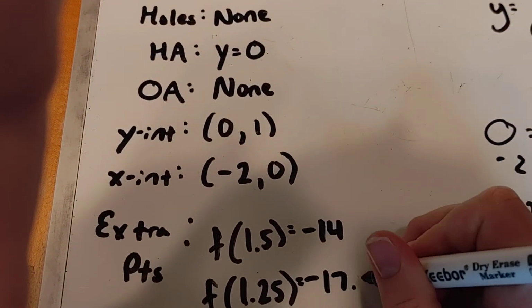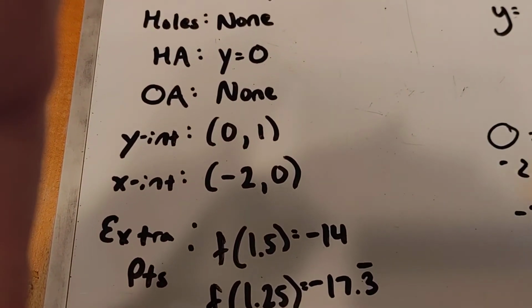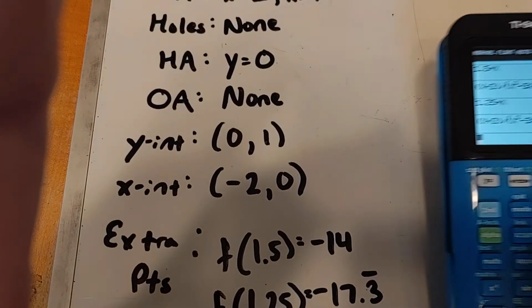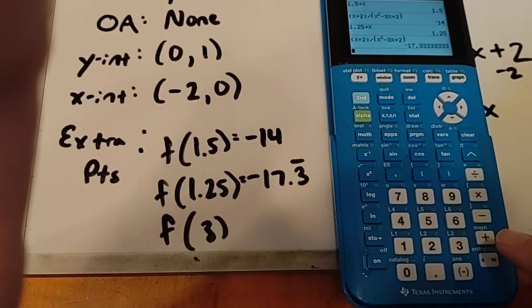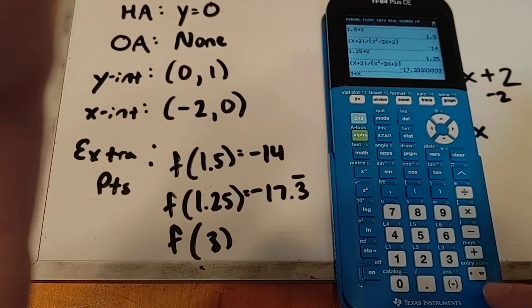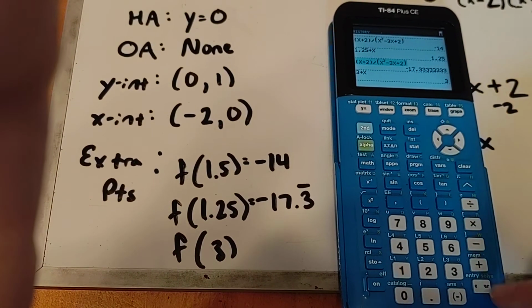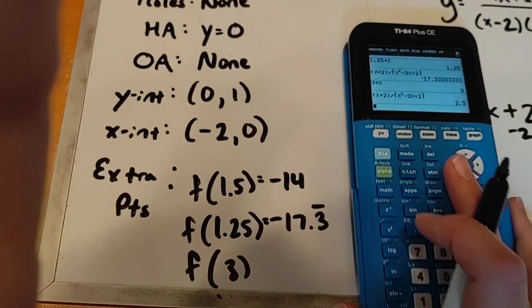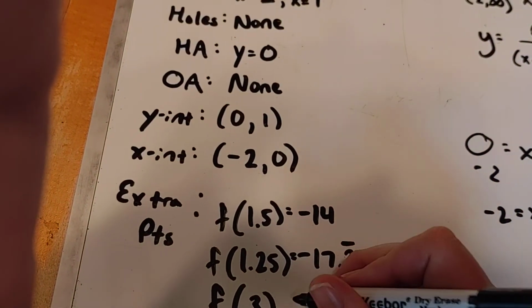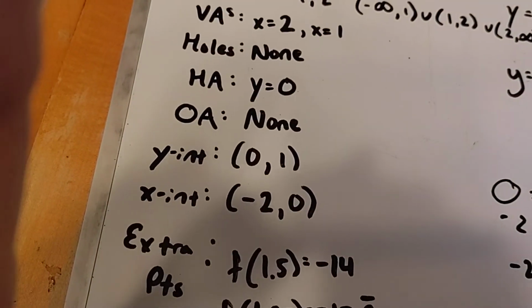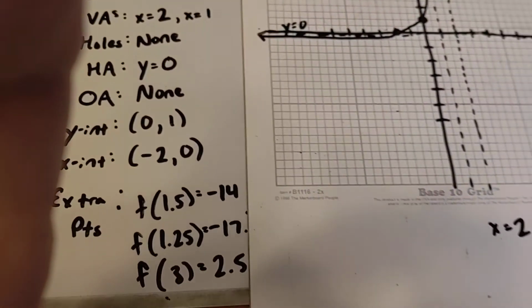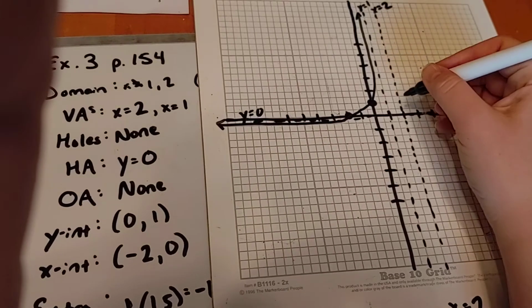Wow. At least they're both negative. So I know I'm down. It's down under the x-axis. Let's try 3. Let's do 3, store x and plug it into that original function. You can do this by hand if you'd rather, and that's at 2.5. All right, let's put in those points and see how it looks. So at 1.5, I'm at negative 14.